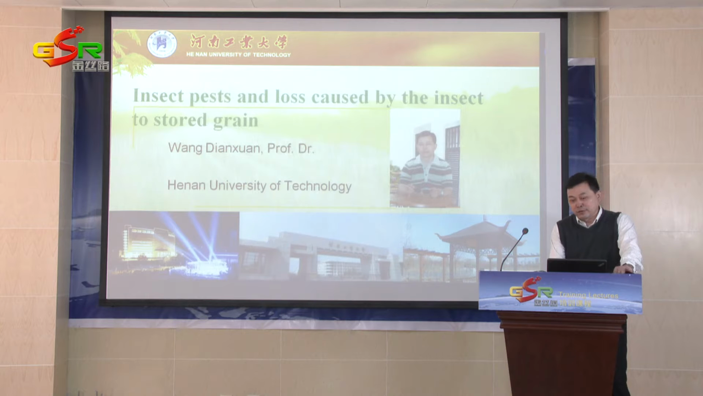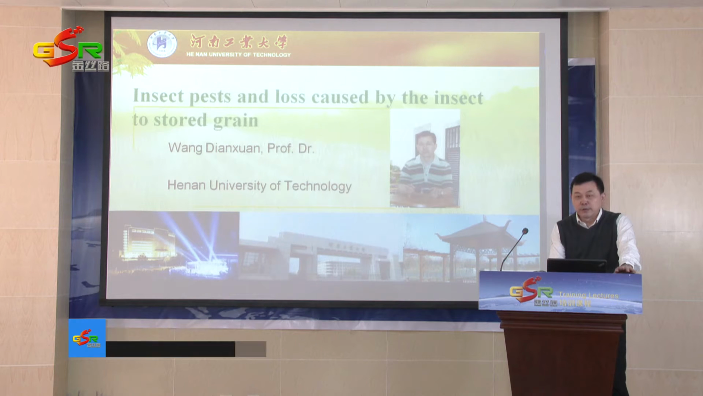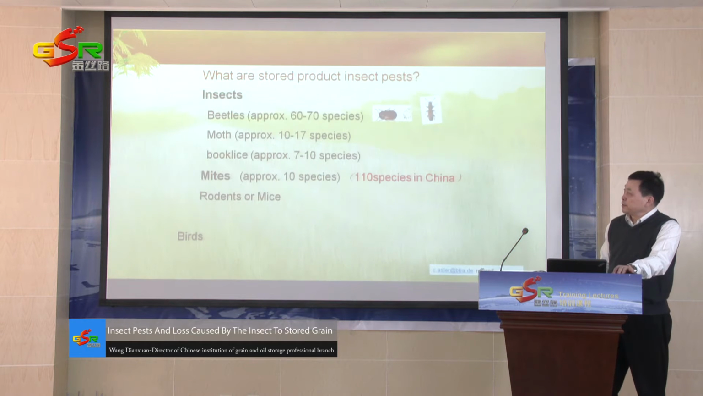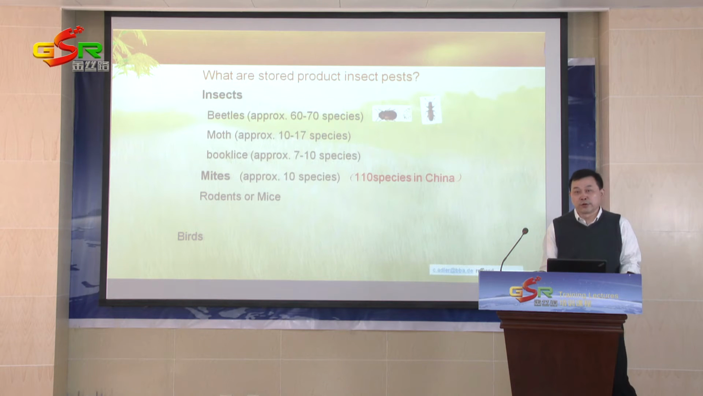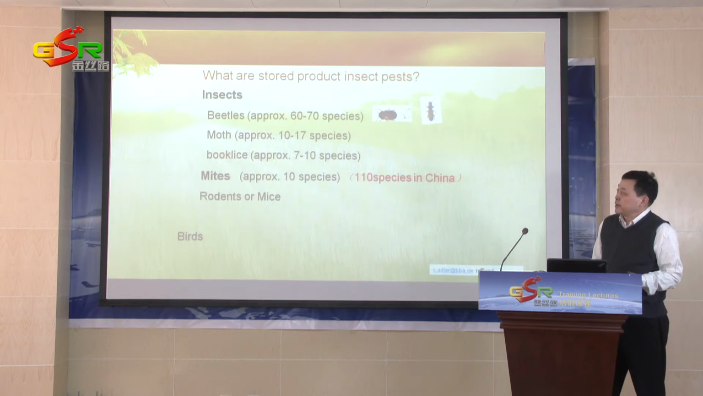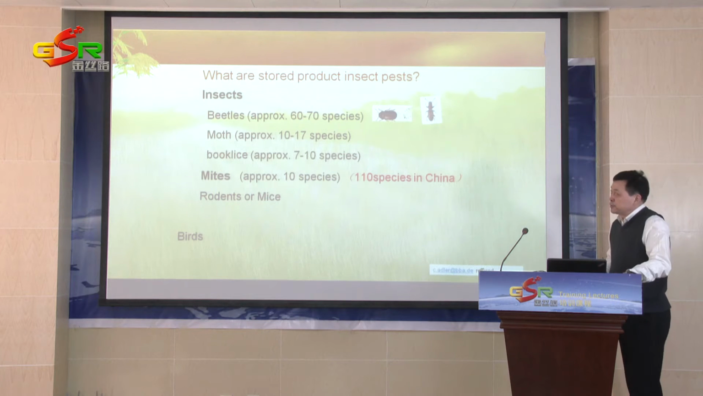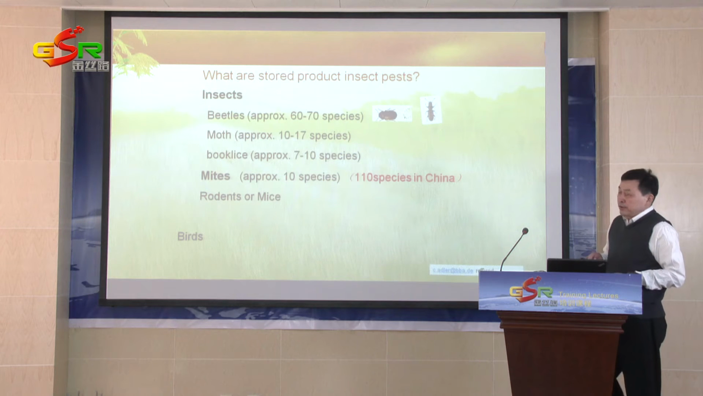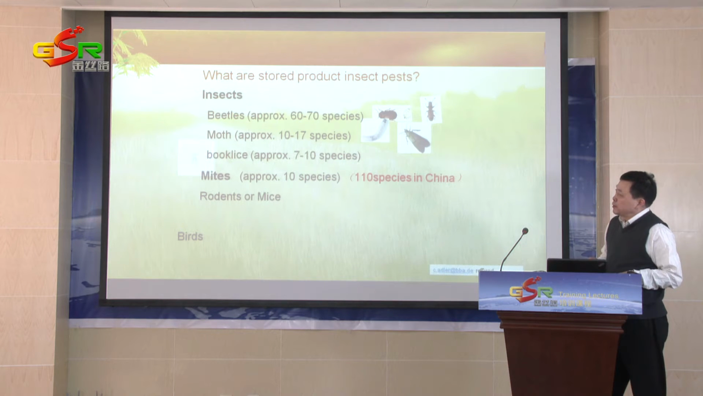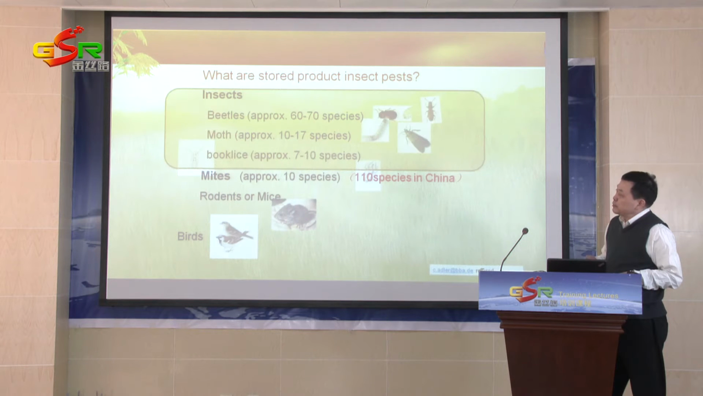Now we have another topic: insect pests and the loss caused by insects in stored grain. What is the insect in stored grain? Usually, we count the pests in grain storage to include beetles, moths, book lice, mice, rodents, birds, and some other things. But for insects, it depends on these three groups.